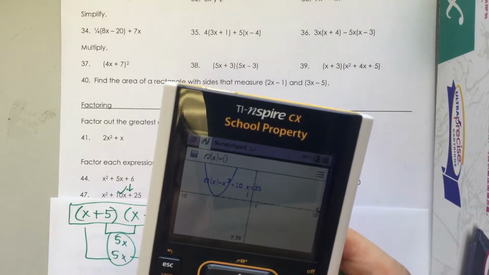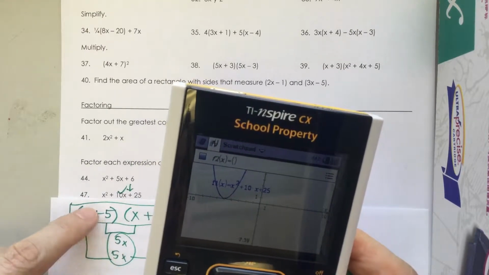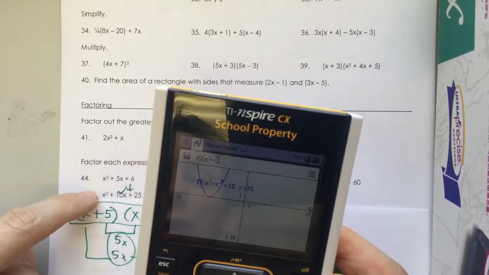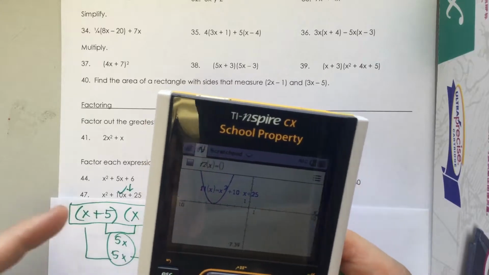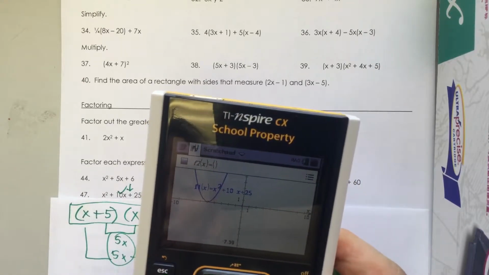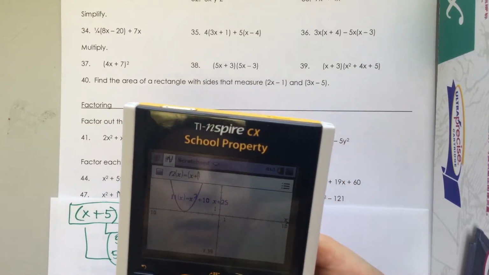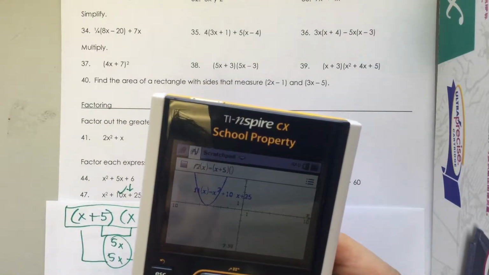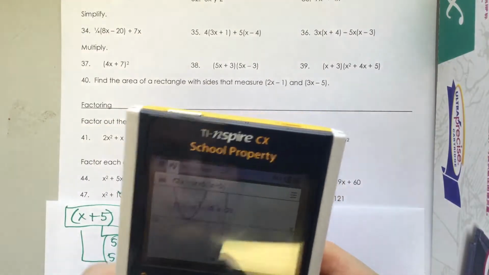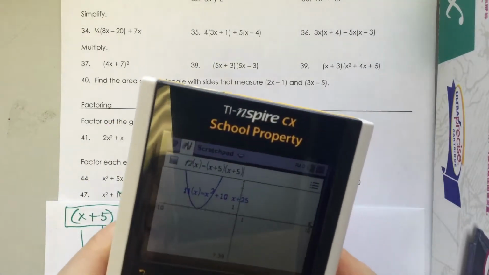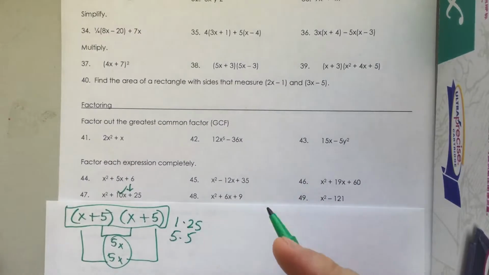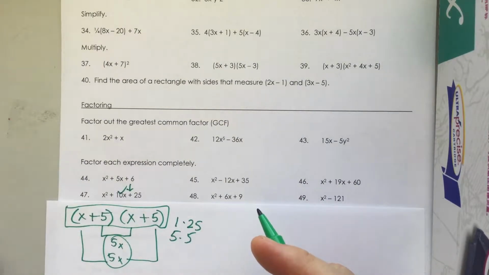If I don't get the same parabola, you could go through your answer choices, A, B, C, and D, graph every one of them, compare it to the original. The one that's the right answer is going to be the same parabola. Let me show you. X plus 5, and then x plus 5 again. When you graph it, the exact same parabola. So use that as a tip to help you on the final.